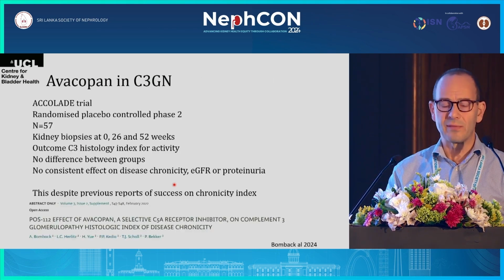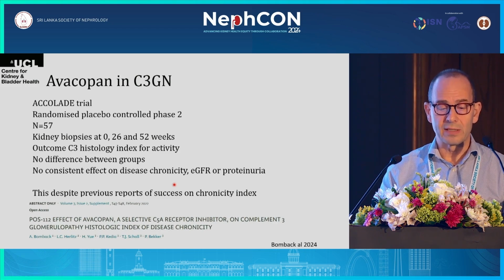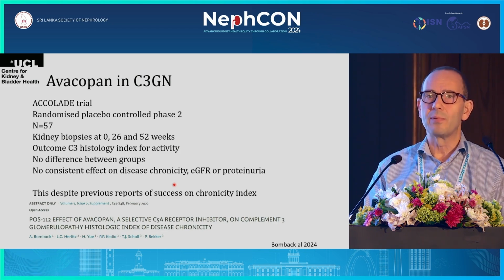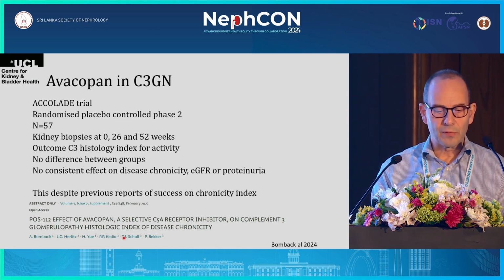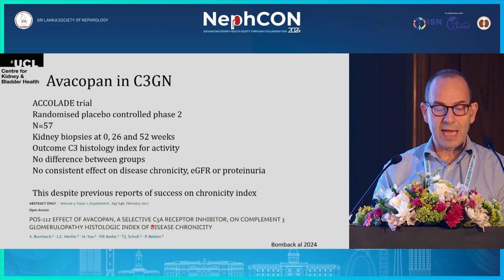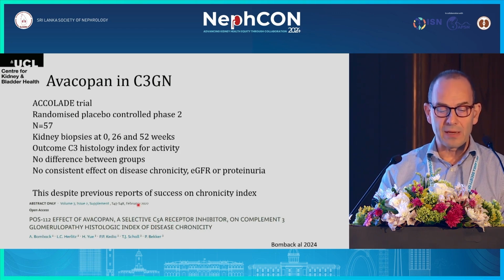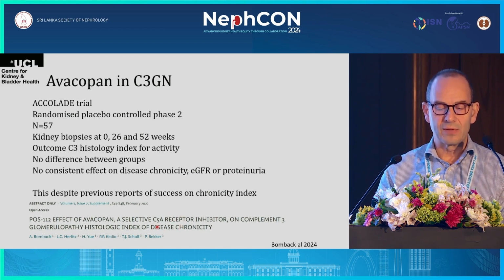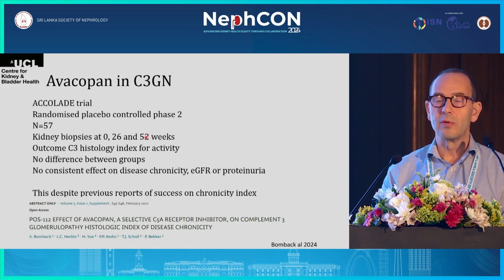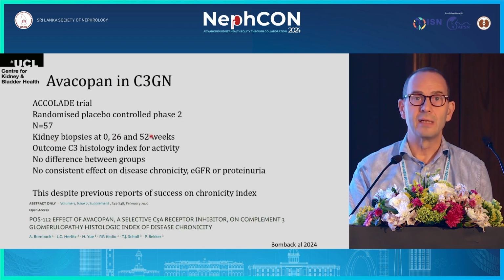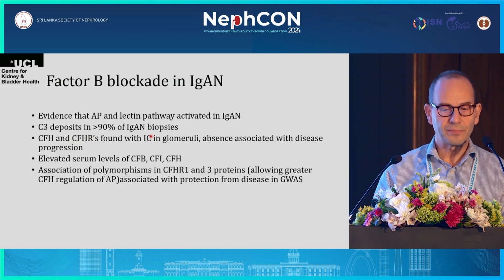Avacopan, which I spoke about in vasculitis, has also been tried in C3GN, and this is just an example of where we have to be cautious about early reports. The first report that was presented as abstract form suggested there was a benefit on index of disease chronicity when repeat biopsies were performed. The larger study, which was randomized and placebo-controlled, showed no difference. And again, this has been abandoned in the treatment of C3GN.